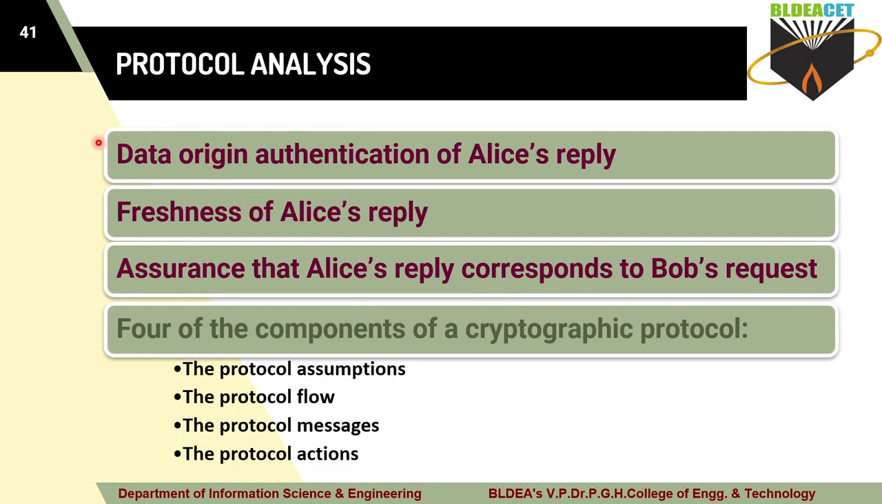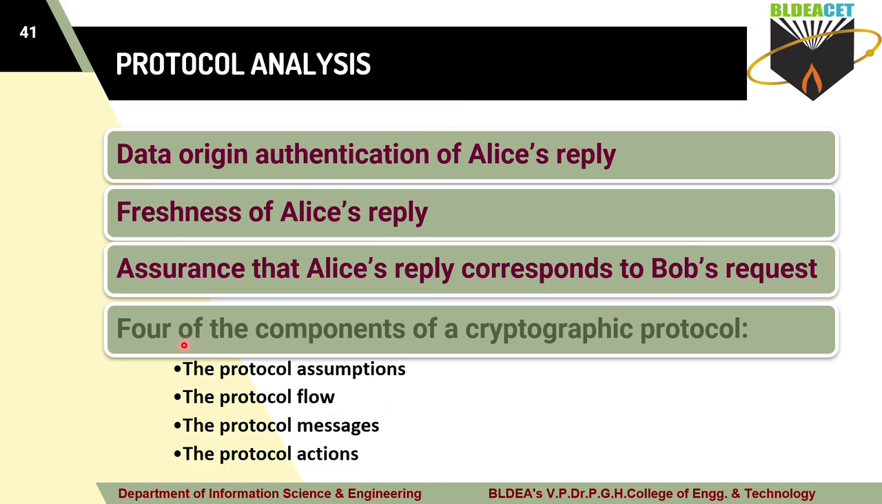So this is the analysis for protocol 1. After the analysis, it meets the goals of data origin authentication, freshness, and assurance that Alice's reply corresponds to Bob's request. After meeting the security goals, you can tell that this first protocol fulfills the requirements of the security goals.